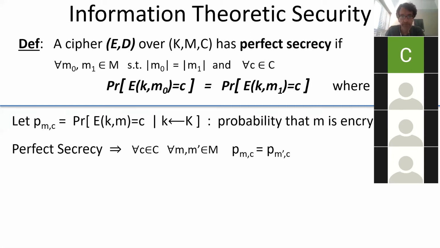And what Shannon's notion is equivalent to is that these probability functions have the property that for any C and any 2 messages, these 2 probabilities are the same. That basically means, therefore, that I could have a function that is indexed just with C. Because let's enumerate all the messages in the message space.